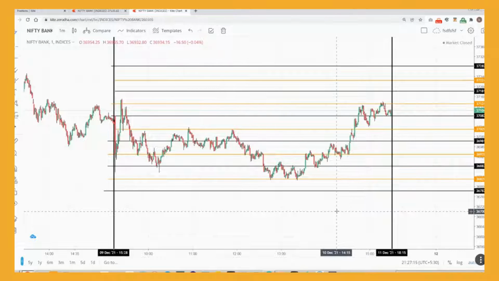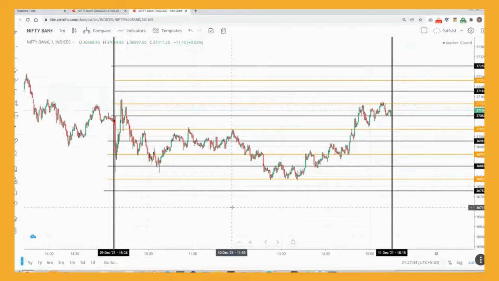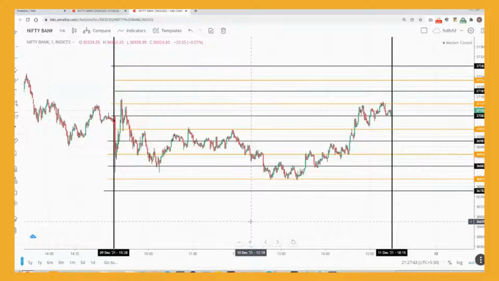This is the Bank Nifty 1 minute chart where you can see some parallel lines, that is, resistance and support lines. One interesting thing about these lines is, usually we draw support and resistance lines once the candles start forming, but these lines I have drawn before the start of the market. Okay, so I will be posting one video on this later.